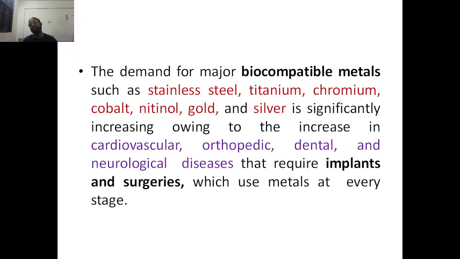That means we need different aspects: cardiovascular, orthopedic, dental and different neurological diseases also. In all these ways, we have different materials that we have kept on using for a century, I can say, because it's 1922, it's almost 2023. So most of the stainless steels, along with titanium, chromium, cobalt, nitinol, gold and silver, are significantly used as implantable materials for both implants and surgeries.